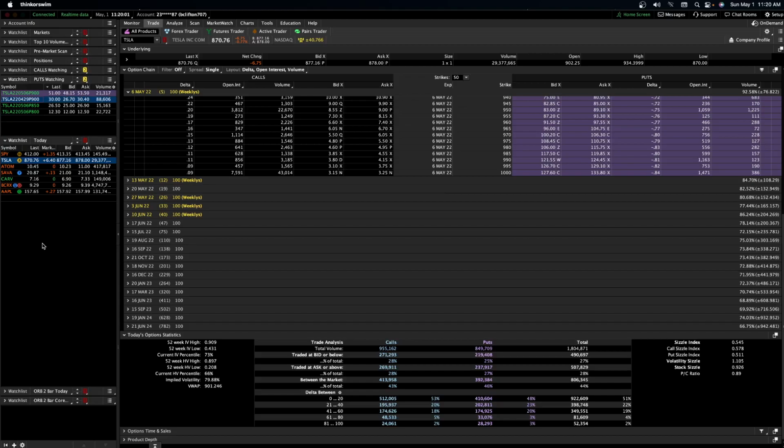Just because you think a particular stock is going to go up doesn't always mean that options are going to be the better way to go versus shares. You want to weigh those different things. Look at the options liquidity. Sometimes shares are the better way to go, right? Okay, so let's take a look at Tesla.